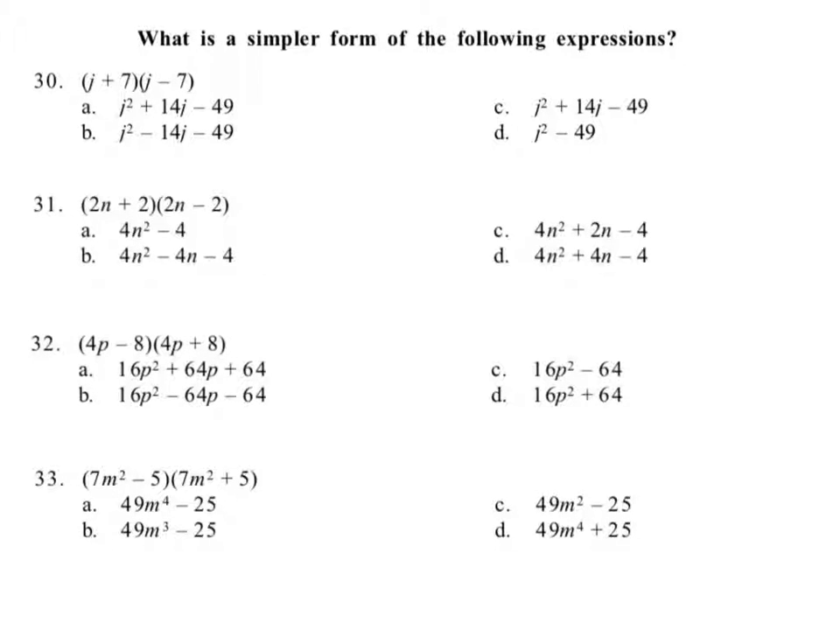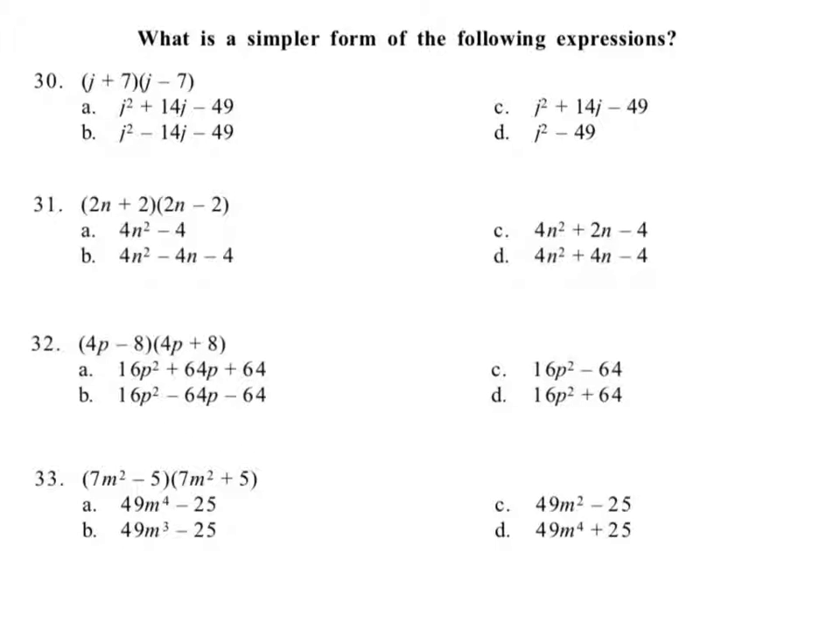Okay, I love these because they go so quick. Notice what we're given. This is the thing that happens when you're given this. We have what looks like two identical binomials, except the sign in between is the opposite. This is j plus 7. This is j minus 7.